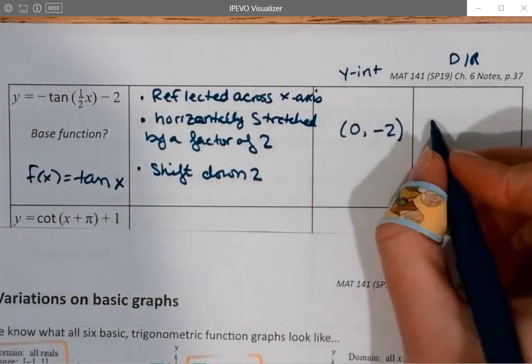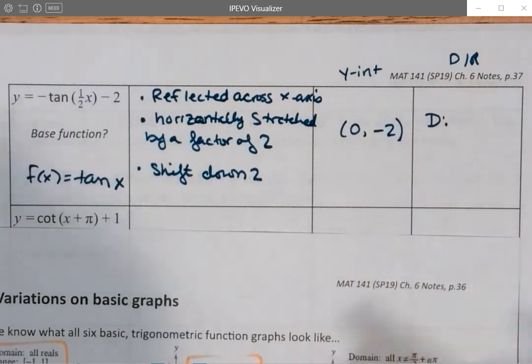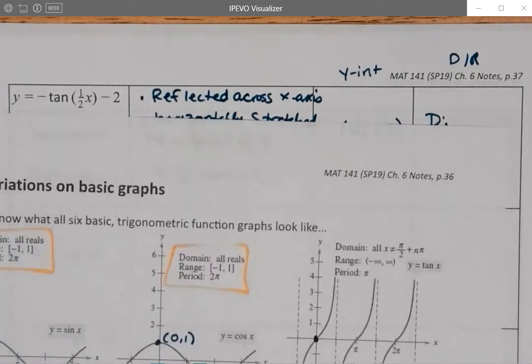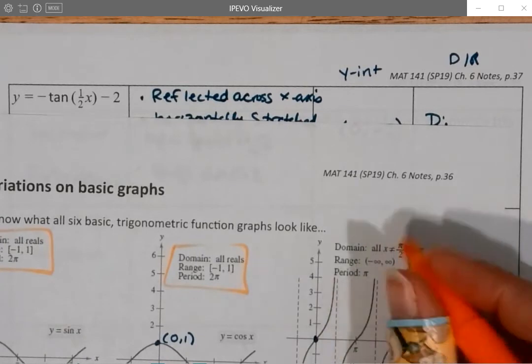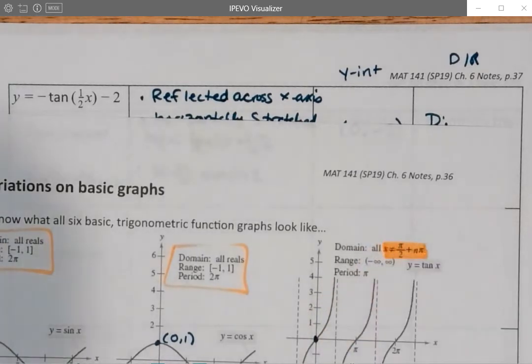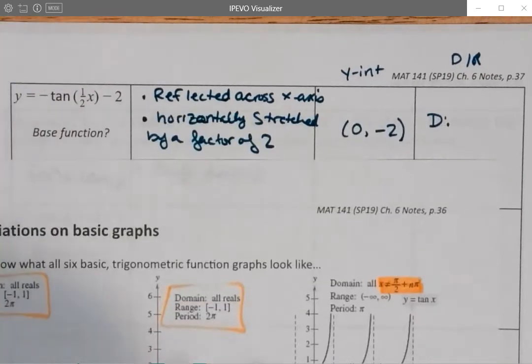Okay, domain and range. All right, here we're going to have some domain changes. When the domain was all real numbers, I didn't have to worry about changes. But the domain of tangent is all x that is not pi halves plus n pi or k pi. We called it k before, it doesn't matter what you call it. And so we are going to have to do the horizontal stretch on this.